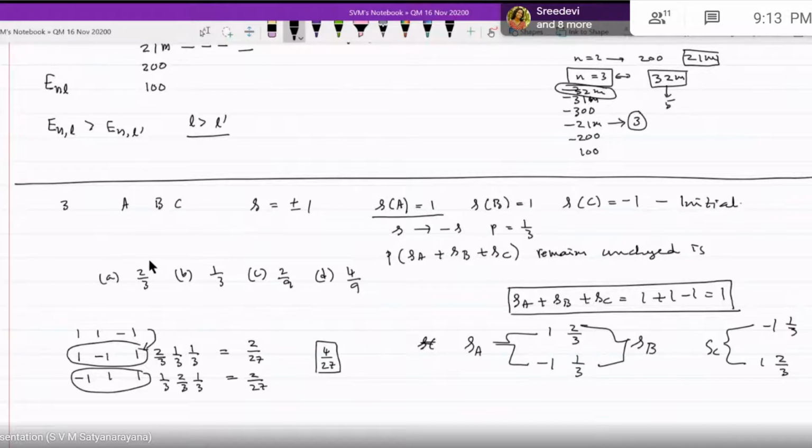So after that initial state, can you read the question once?